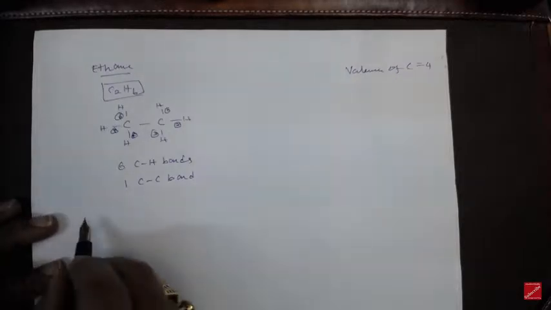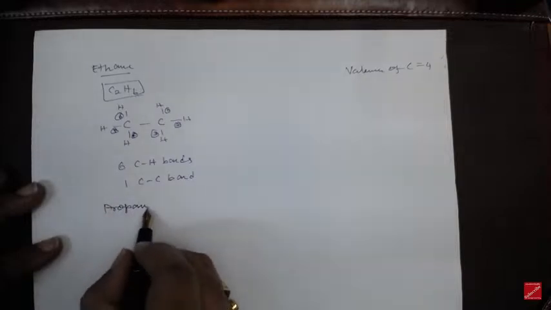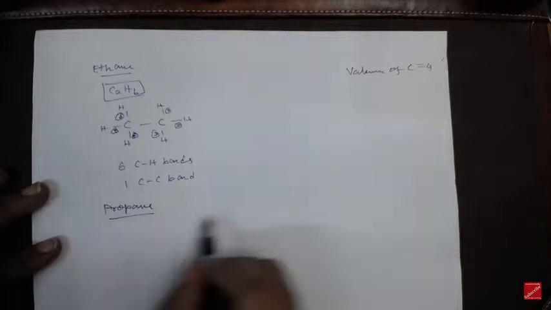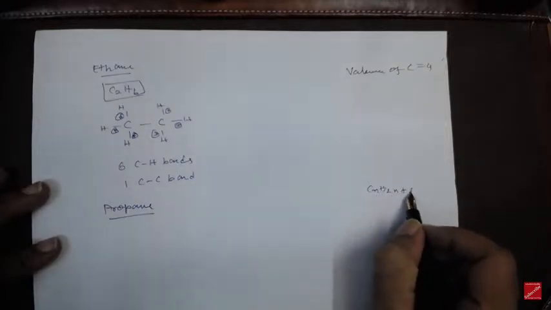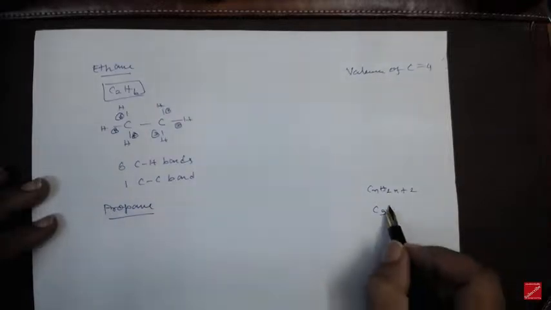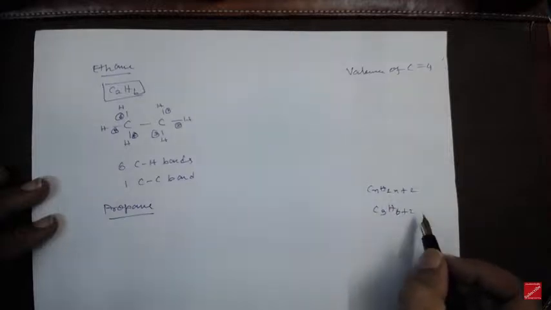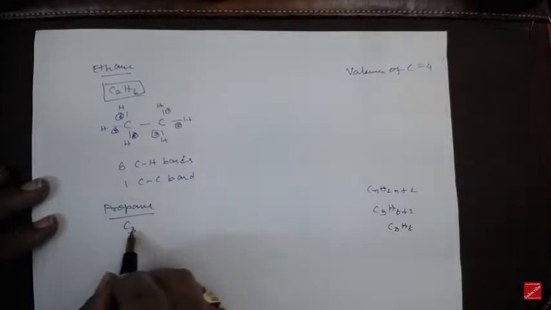Now let us draw the structure of propane. What is the general formula? CnH2n plus 2. So we can work out: prop means 3. H6, 3 2s are 6 plus 2. So C3H8. So the formula is C3H8.